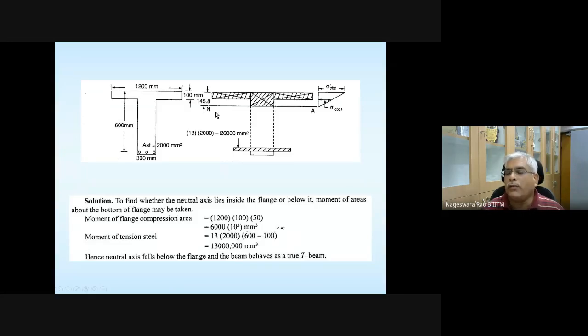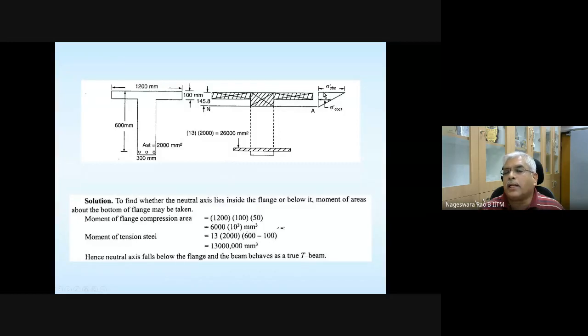Okay, so we equate both those things and try to find the neutral axis. We are going to get a quadratic equation as we have seen in the earlier examples, and we are going to solve this quadratic equation. Before we proceed to the next slide, I want to show you one more thing here.